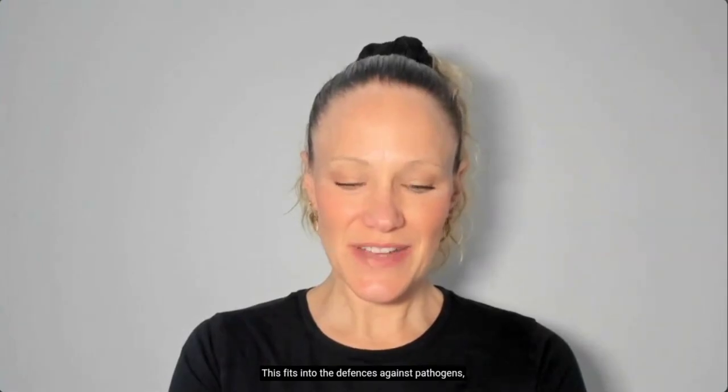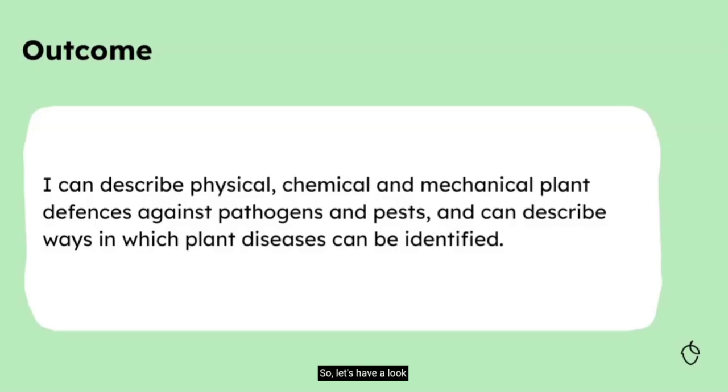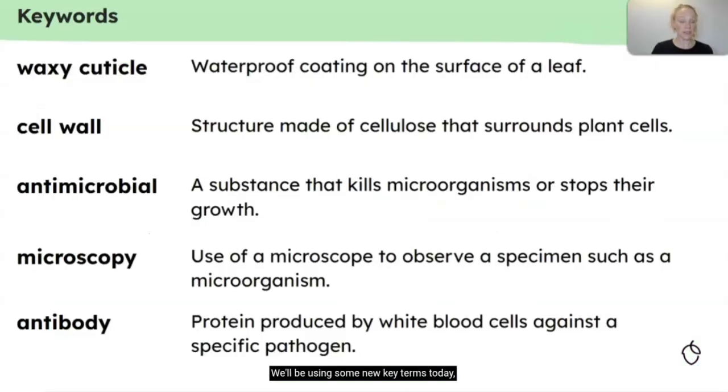This fits into the defences against pathogens, the human immune system and vaccination unit. So let's have a look at what our learning outcome is for today. I can describe physical, chemical and mechanical plant defences against pathogens and pests and can describe ways in which plant diseases can be identified. We'll be using some new key terms today and you can see those on your screen. And if you'd like to read those in a bit more detail, please do pause the video.